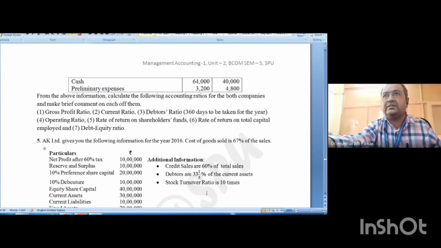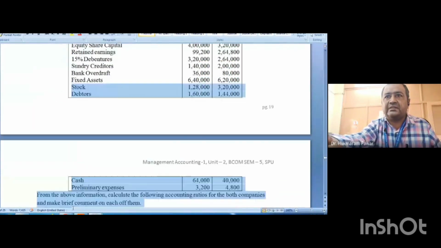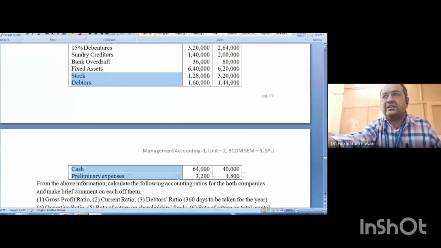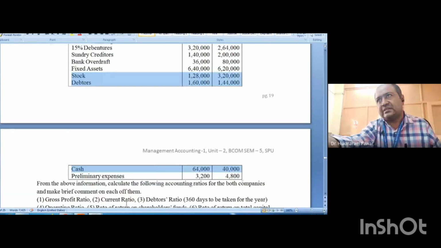We have the example. So here, which are the current assets? Stock, debtors, then cash. These are the current assets. Correct? Anything else? Retained earnings and debentures and sundry? No. This stock, debtors and cash. These three are the current assets.